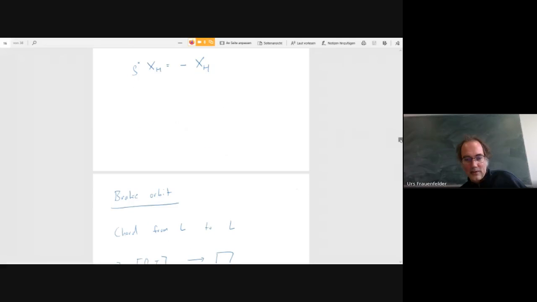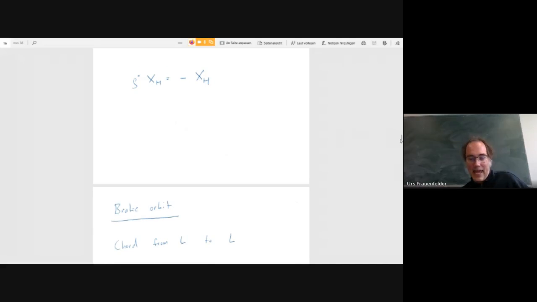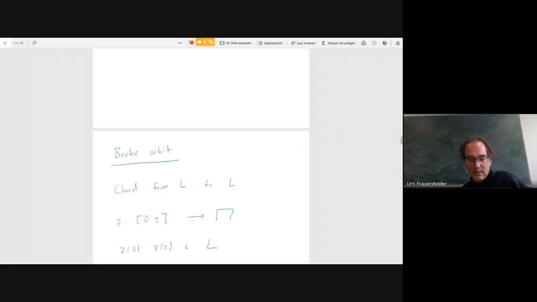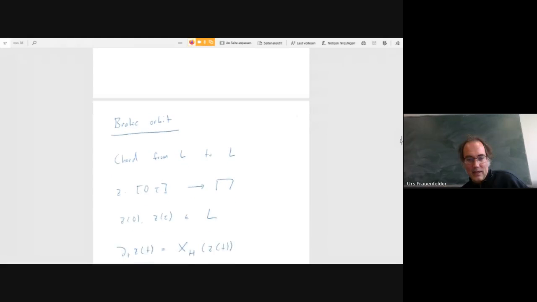So what's a brake orbit? A brake orbit is first just a chord. We have this L, the fixed point set of the anti-symplectic involution. Let's suppose it's not empty. Then it's Lagrangian, and we can look at the chords from this Lagrangian back to itself. This is a map z from the interval [0, tau], where tau is the period, to M. So we start and end in the Lagrangian, and we propagate. The derivative of z is given by the Hamiltonian vector field.